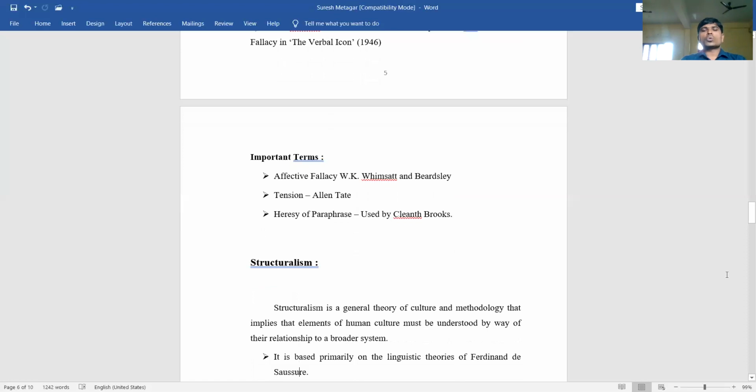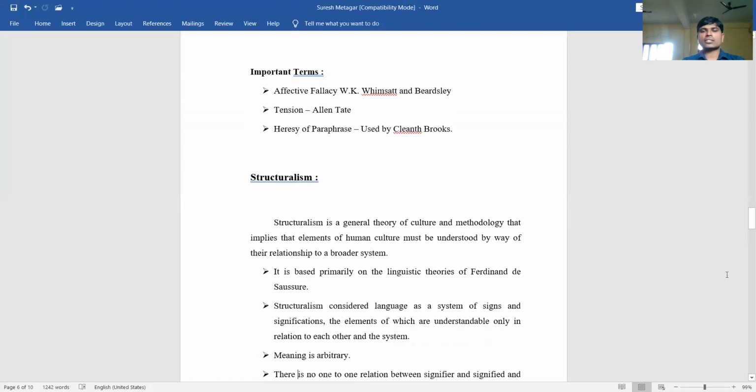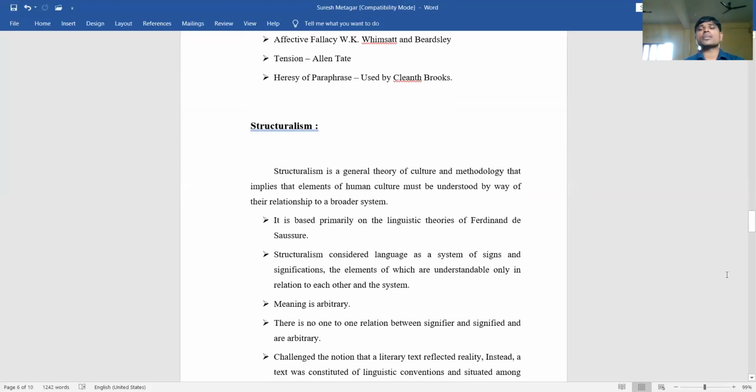So let us move to structuralism. Structuralism is a general theory of culture and methodology that implies that elements of human culture must be understood by way of their relationship to a broader system. Structuralism is an important concept which changed the way of Western thinking. As we know, it is language-based criticism. Structuralism is concerned with anthropology, culture, and literary criticism.